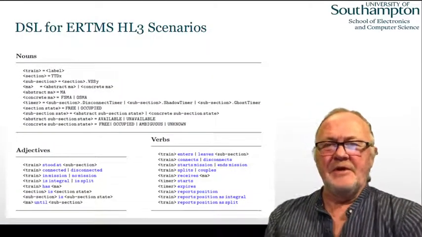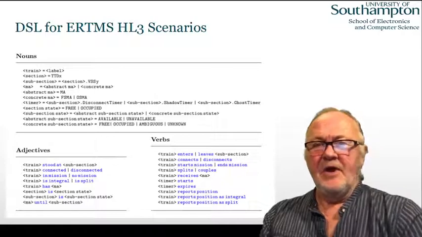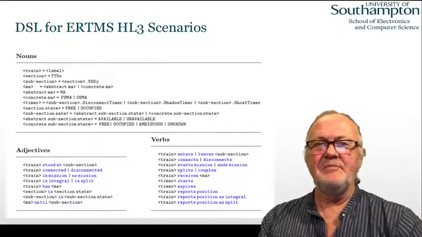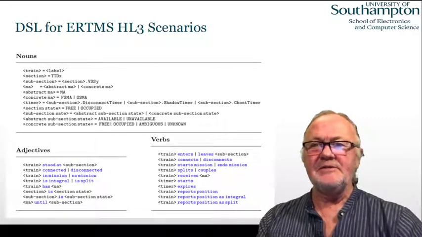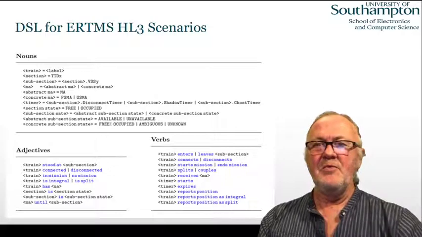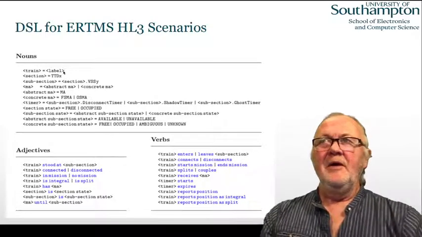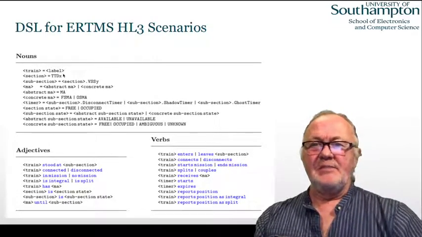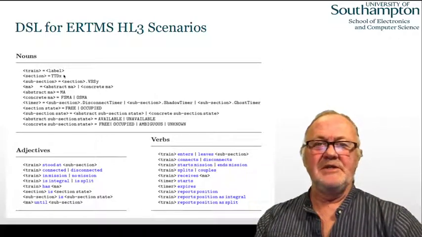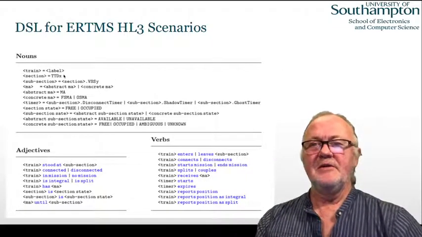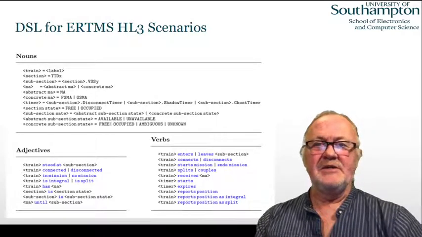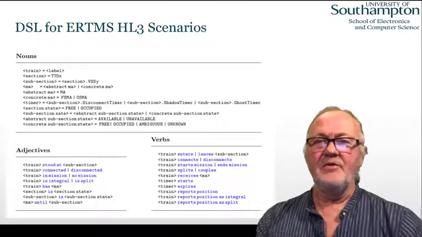To invent a DSL for the hybrid level 3, we first list the nouns involved in the system in a structured way like this. So trains are just named with a label. Sections and subsections have a numbering scheme using the prefixes TTD and VSS. And then for movement authority, we needed to split into two cases, abstract and concrete.